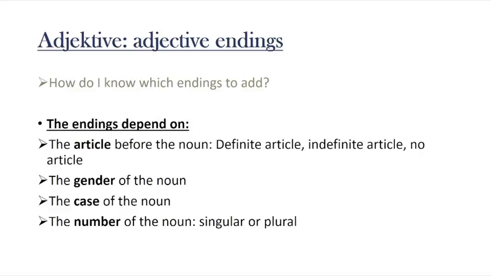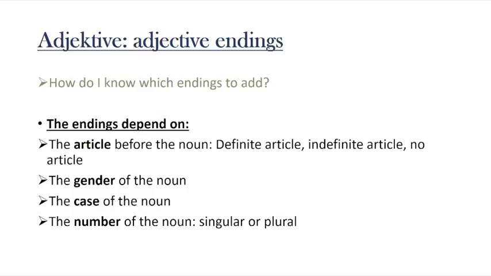But how do we know which ending to add? Well, it depends on a number of factors. So we'll go through these one by one. The endings depend on the article before the noun: definite article, indefinite article, or no article. And if you're still not 100% sure what these mean, the definite article is the word for the. So in German, der, die, das, or anything on the der, die, das table. The indefinite article is the word for a or an in English. So in German, we're thinking about things which are ein, eine, ein, and the whole table that goes with that.